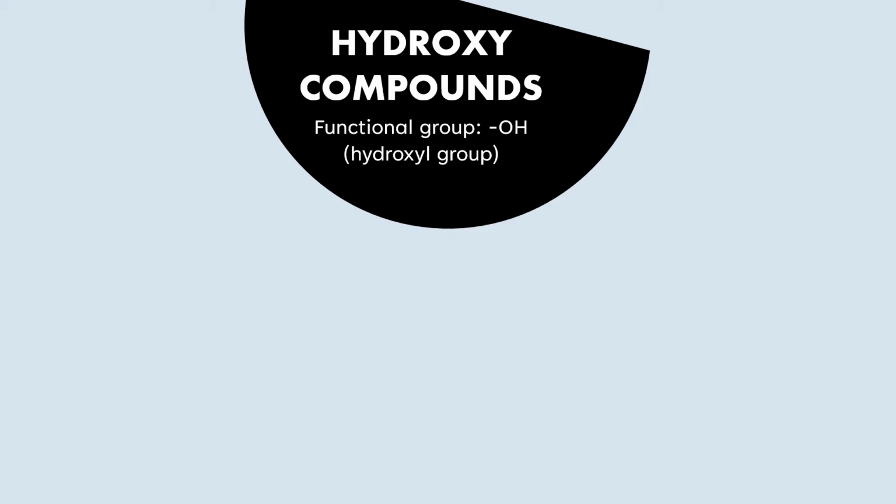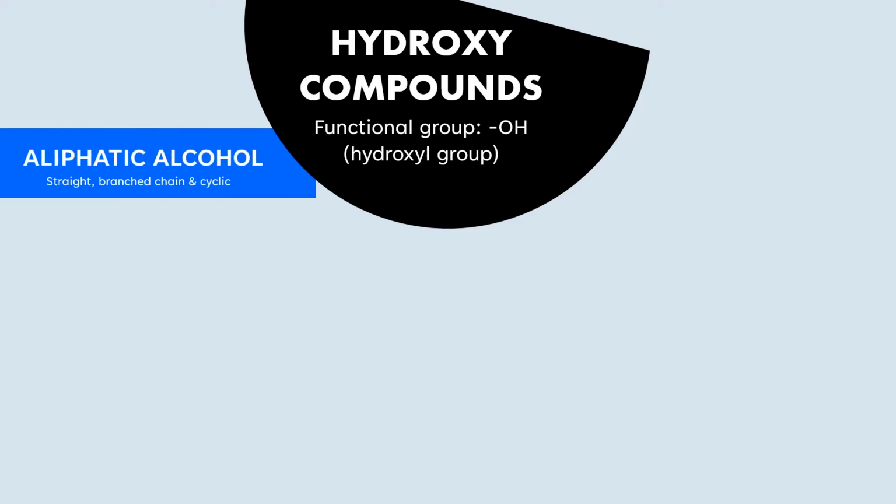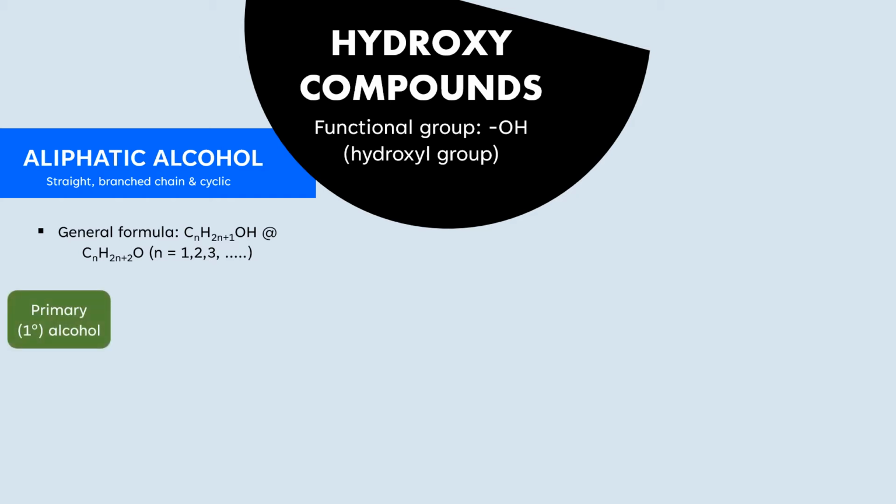So for hydroxy compounds, the functional group is the hydroxyl group, the OH, and we have two subdivisions of hydroxy compounds. The first one is aliphatic alcohol. Aliphatic alcohol refers to straight and branch chain or cyclic alcohol. The general formula for aliphatic alcohol adalah CnH2n+1OH ataupun CnH2n+2O. So untuk aliphatic alcohol ni dia akan merujuk kepada sama ada branch, straight chain ataupun cyclic alcohol.